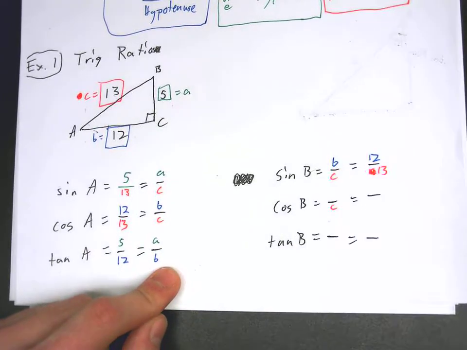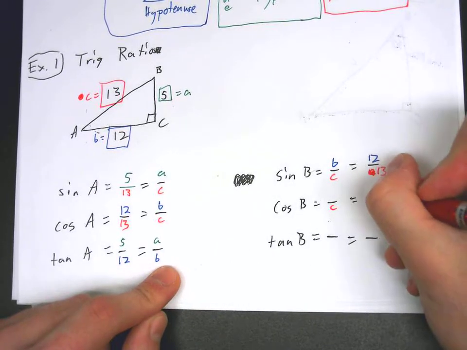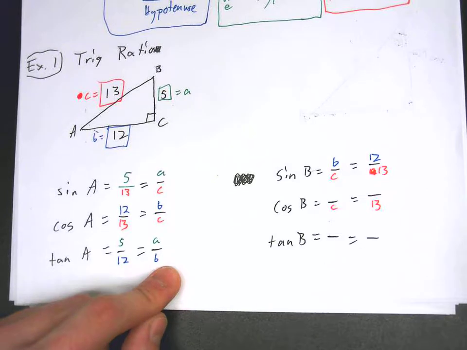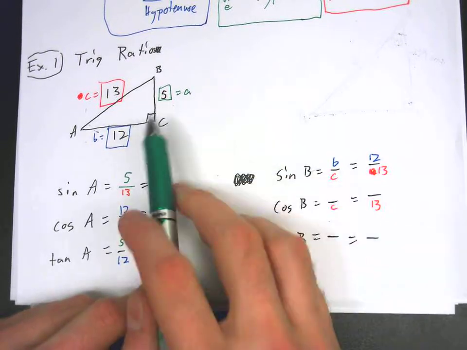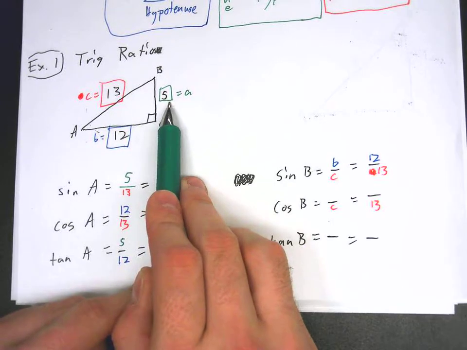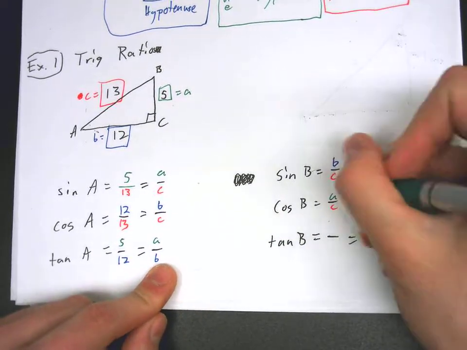For cosine of B, our hypotenuse again stays the same. So it's still going to be 13 in the denominator. But in the numerator, it's our adjacent. And our adjacent now in this situation is A. That's the side that's right next to angle B. So this is now going to be A instead.